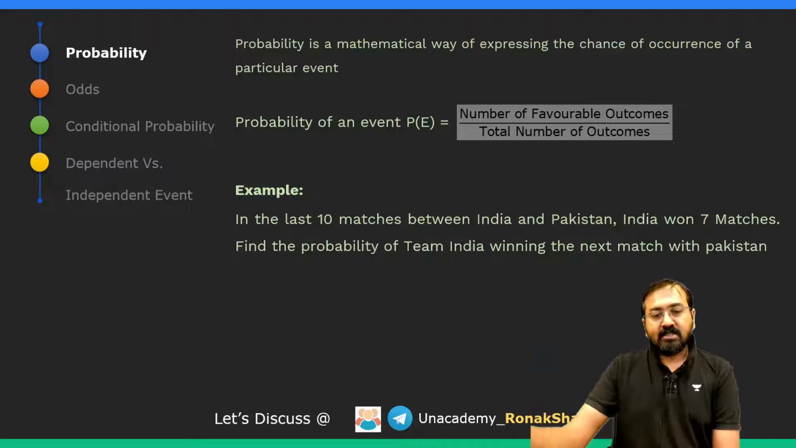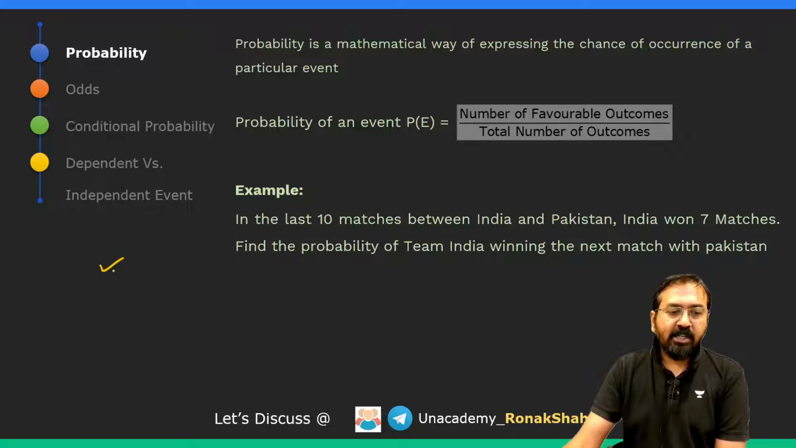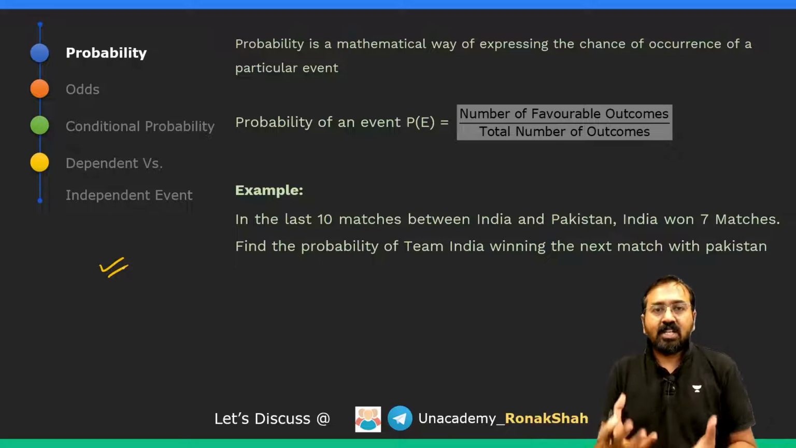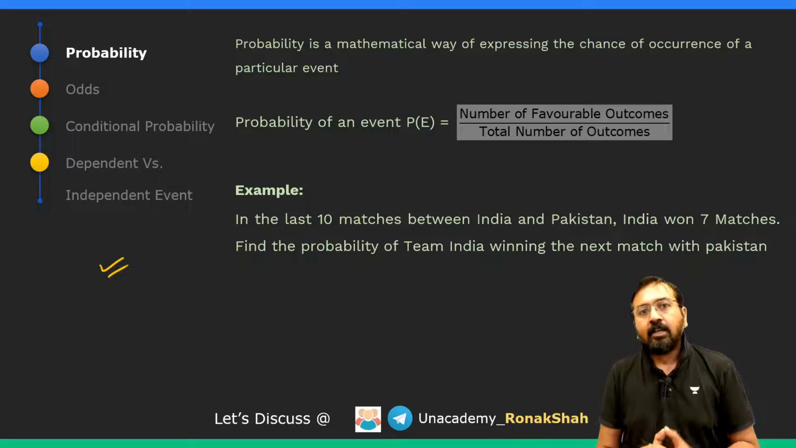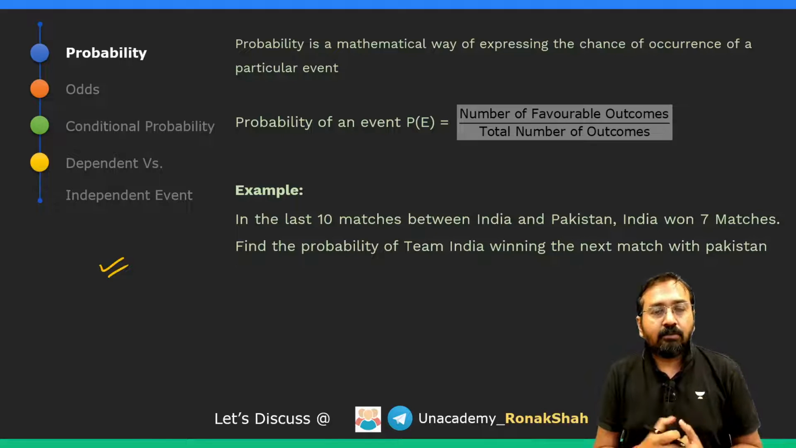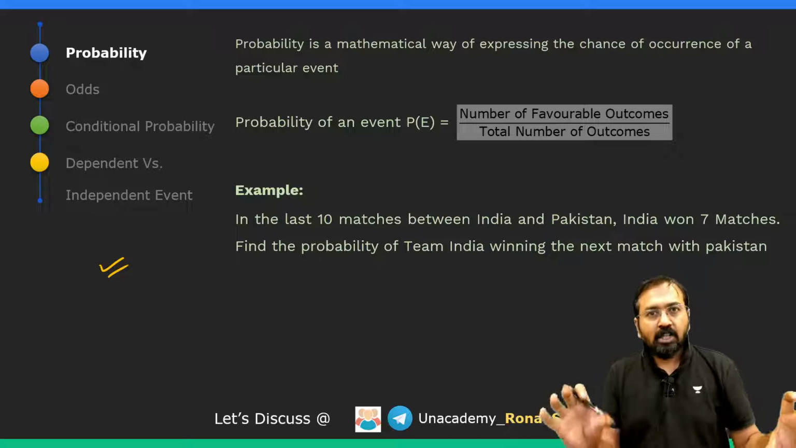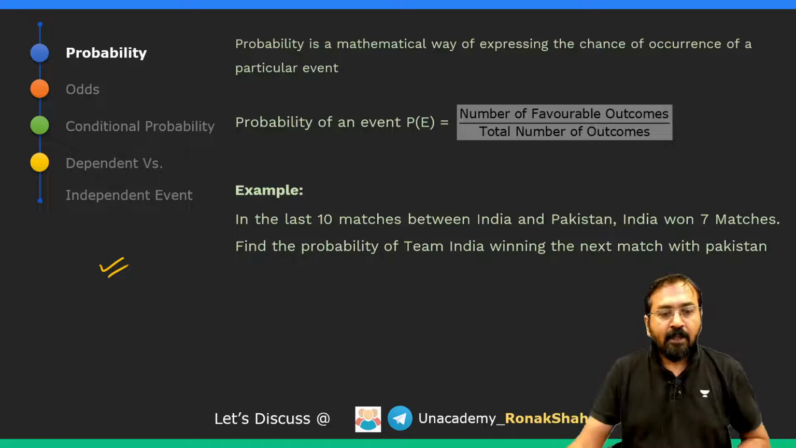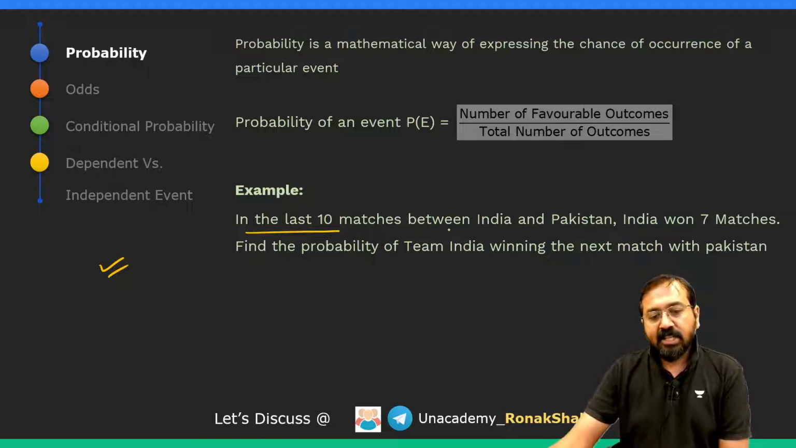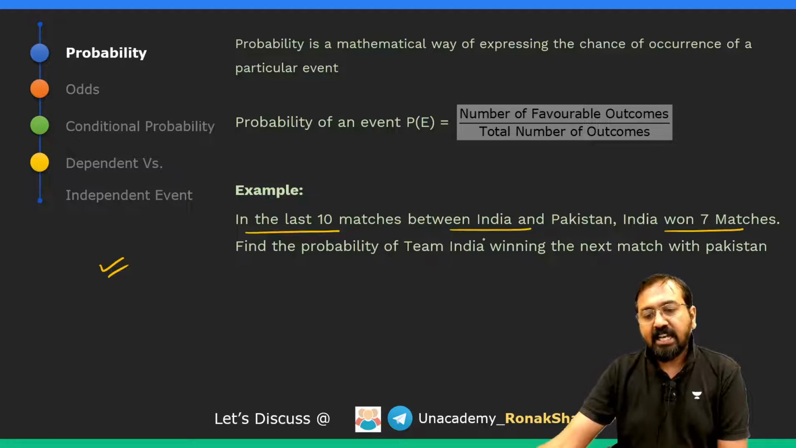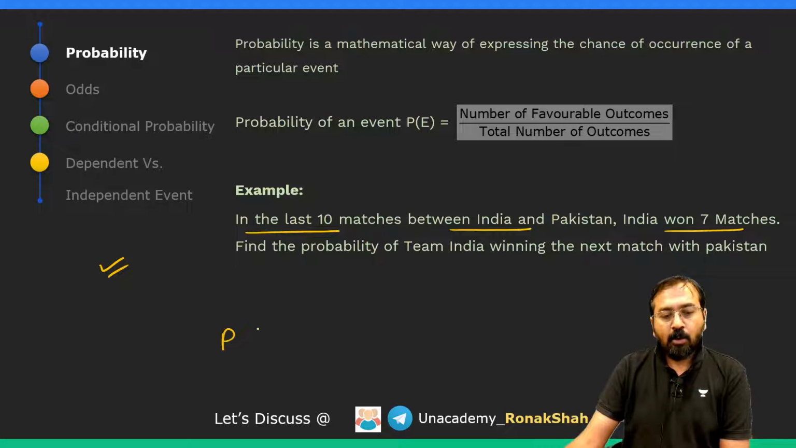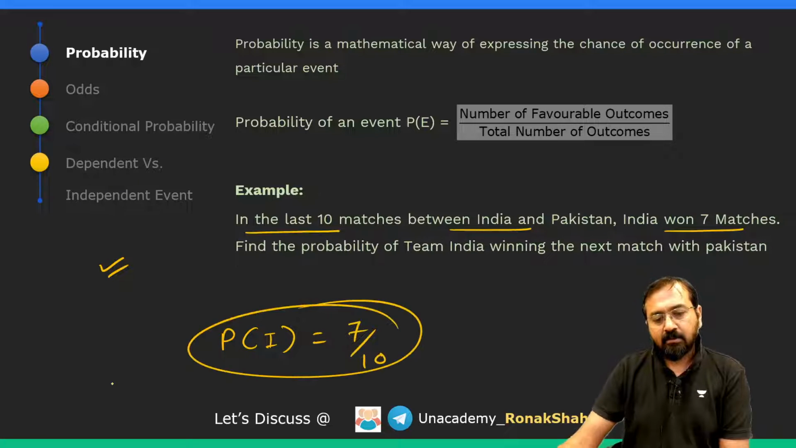Okay, now guys, let's talk about the last part, which is probability. So probability, as you know, it's chance of occurrence of something, right? So in mathematical terms, we can calculate probability by putting the favorable cases in the numerator and total number of cases in the denominator. For example, in last 10 matches between India and Pakistan, India won 7 matches. So what is the probability of India winning a match? It's 7 by 10. Very simple, isn't that?